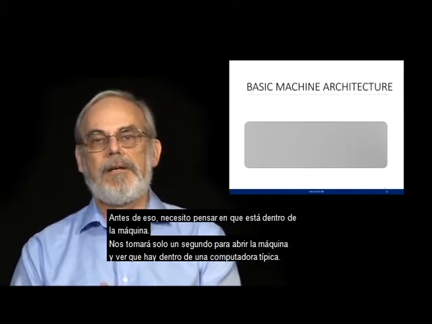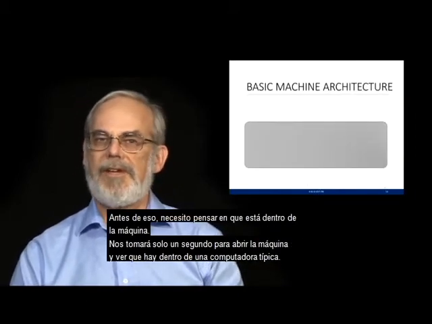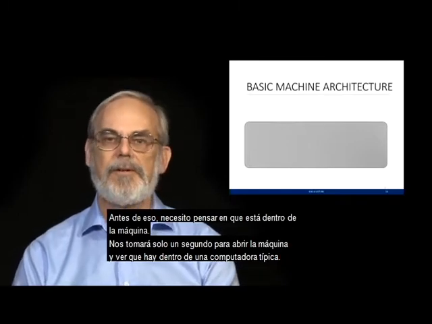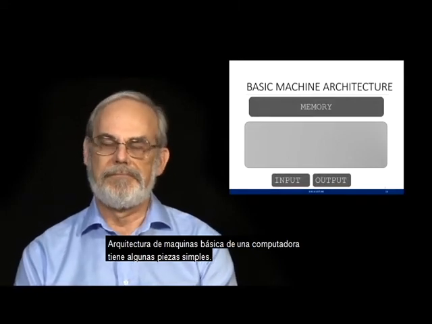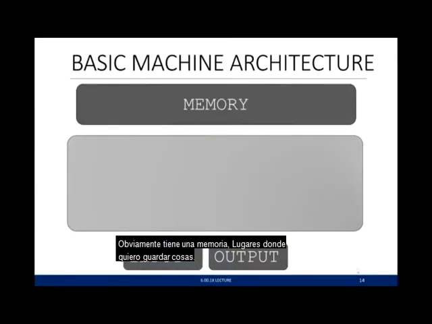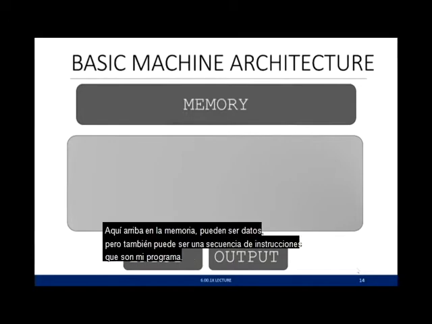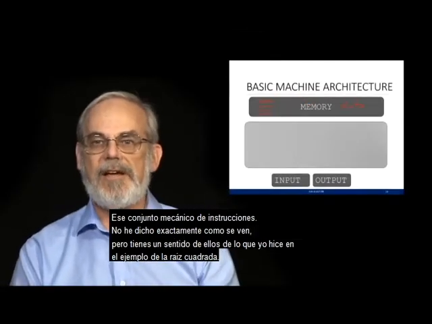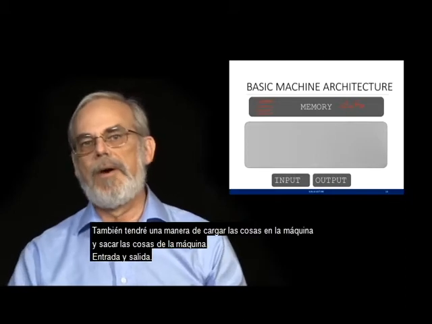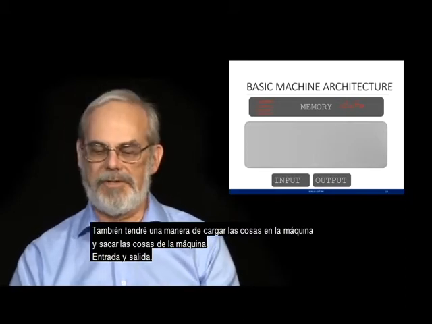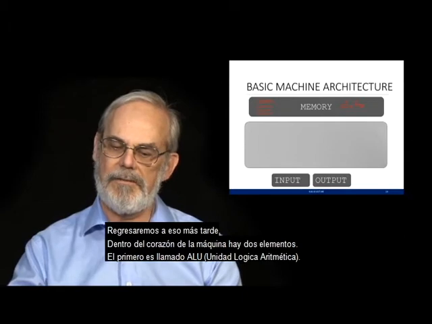Before I do that, I need to think about what's inside the machine. So we're going to take just a second to open up the hood and look inside a typical computer. The basic machine architecture of a computer has some simple pieces. It's obviously got some memory, places in which I'm going to store things. Now up here in this memory, it could be data, but it also could be a sequence of instructions that are my program, that mechanical set of steps. I haven't said exactly what they look like, but you got a sense of them from what I did in that square root example. I'm also going to have a way to load things into the machine and print things out of the machine, input and output. We'll come back to those later on.